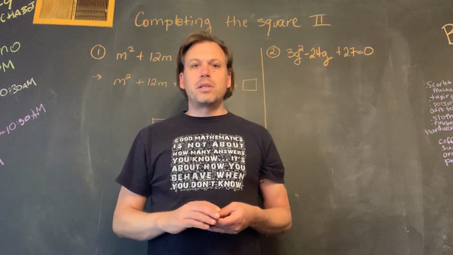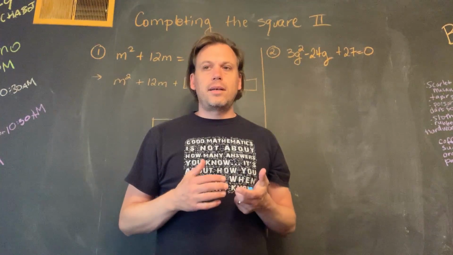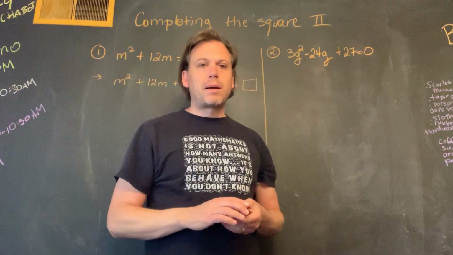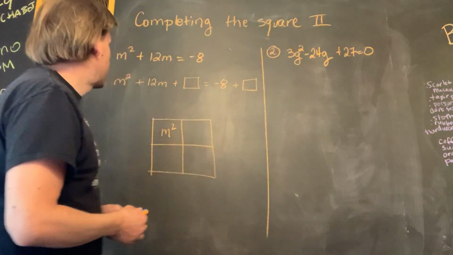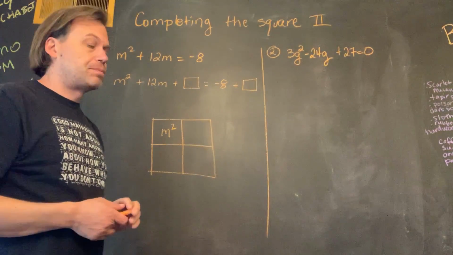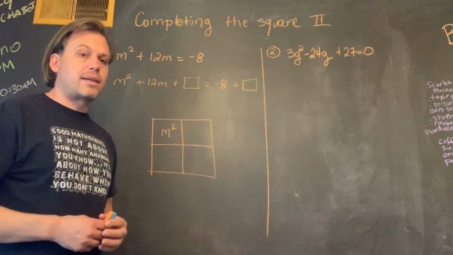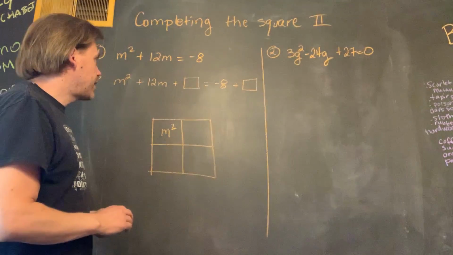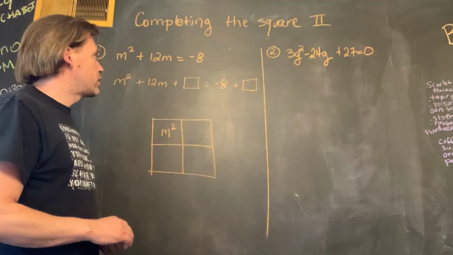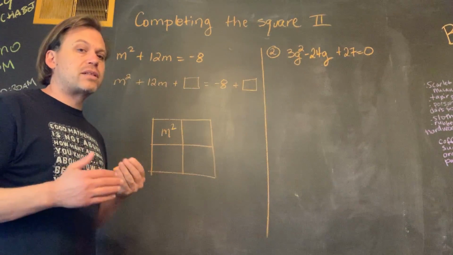Hi everybody, I wanted to do a part 2 on completing the square and look at some more examples of how to do that. So I've got two problems up here. The first one is m squared plus 12m equals negative 8. And what I need to do, just like in yesterday's video, is add something to both sides of the equation that makes this polynomial on the left side a perfect square.